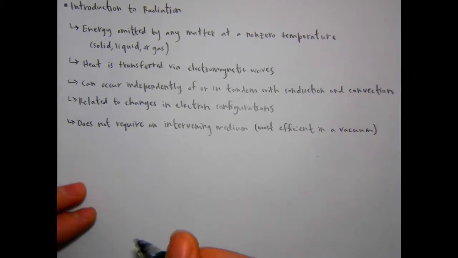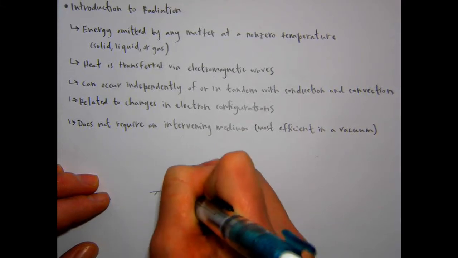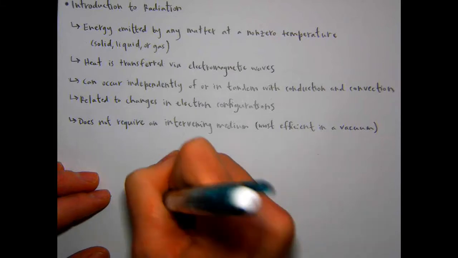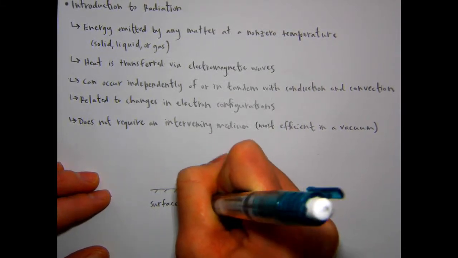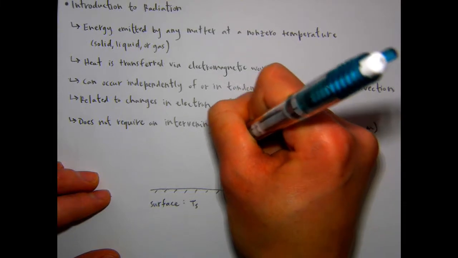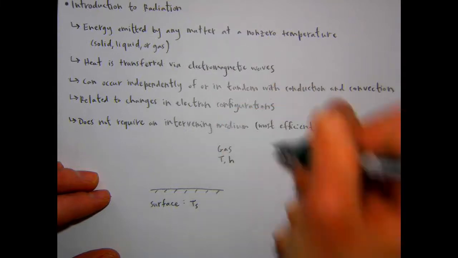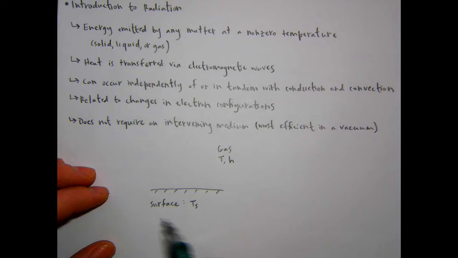So we'll draw a little surface that's at finite temperature, and we'll refer back to this as we're developing some more radiation concepts. So for now, we're going to say it's at this given temperature, T sub s, and that you have some gas up here that is at some temperature and has some convection coefficient H. So we'll talk about convection occurring at the same time as radiation.